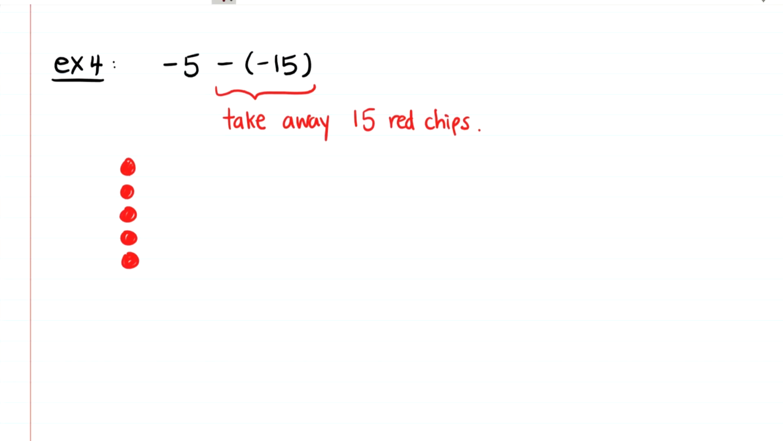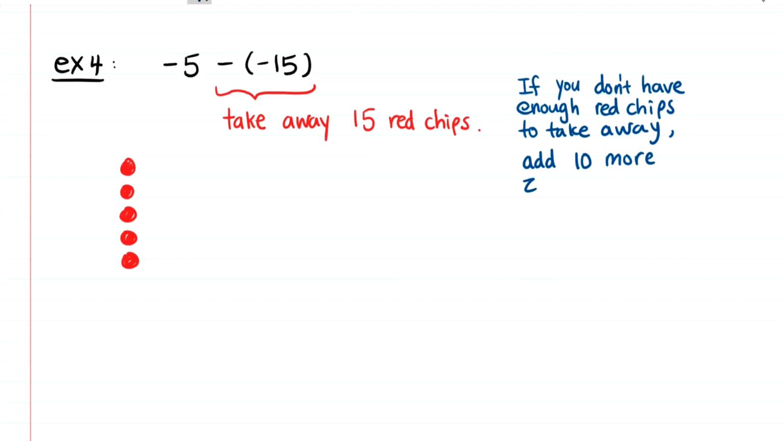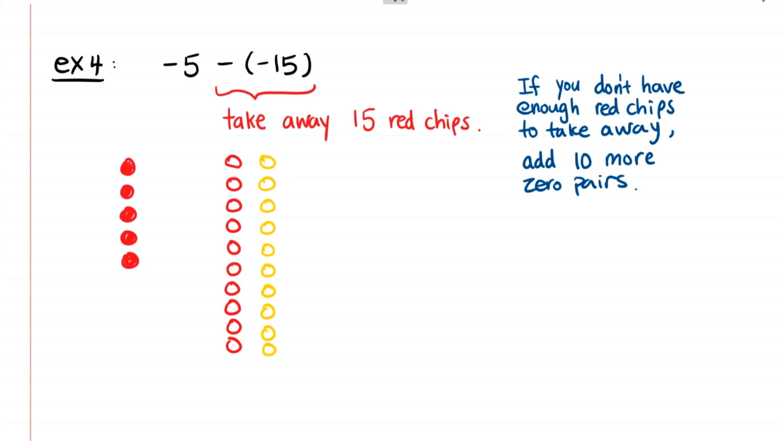We have only 5. How are we going to take away 15? That doesn't make sense. If that happens, if you do not have enough red chips to take away, then we're going to add 10 more zero pairs, so you can take away 15 altogether. So we're going to add 10 more, and make zero pairs by adding 10 yellow chips. Okay, so those are the 10 zero pairs.